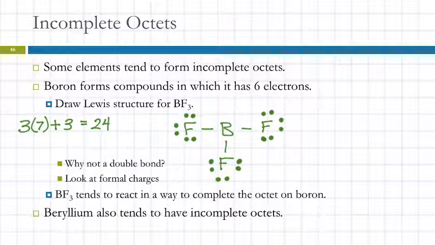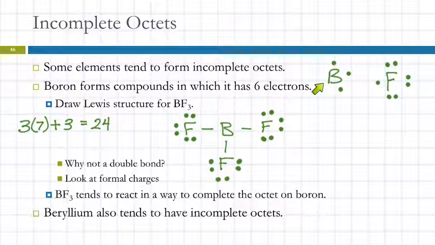Now, we would like to take a lone pair from the fluorine and give it to the boron so that the boron can have an octet. But that's not what it does. Fluorine, as an atom, has one unpaired electron. Fluorine likes to make one bond. When it makes one bond, it has a zero formal charge.